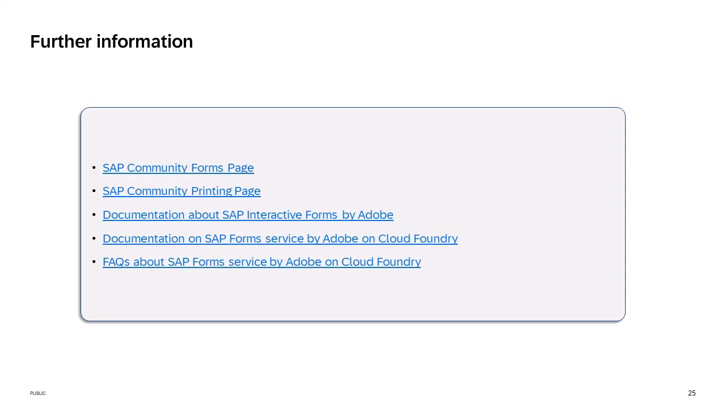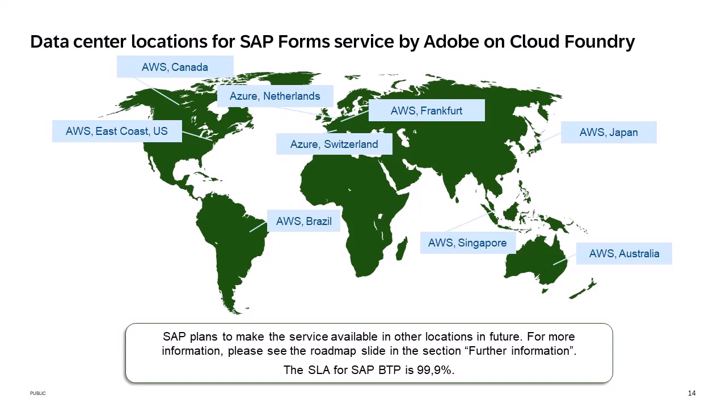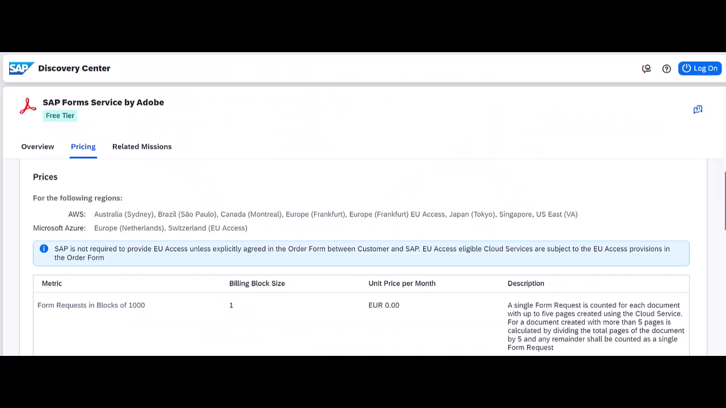What role do data centers play? We want to reduce vendor lock-in by supporting several hyperscalers in each location, as for example AWS, Azure and Google. There are also regulations that require that a service is available in a specific region. This is made possible by means of data centers around the globe. Currently, SAP Forms Service by Adobe on Cloud Foundry runs in the following data centers: Australia, Brazil, Canada, Europe, Japan, Singapore, and US East. You can find updates on the Discovery Center.